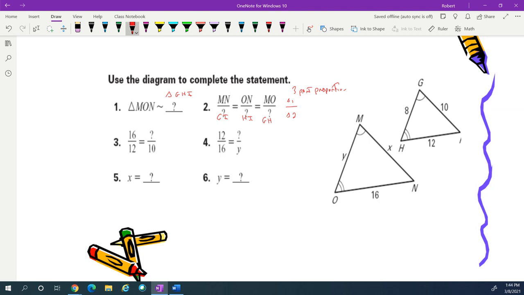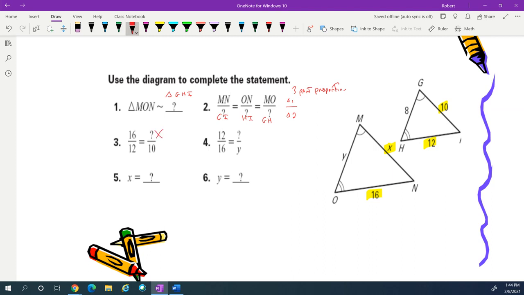Number 3, let's see which parts we're using. So we're using the 16, the 12, the 10, and we should observe that the 10 corresponds to X. So left over right, 16 over 12, X over 10. I'll write that in red so it stands out a little bit. That's going to be an X.